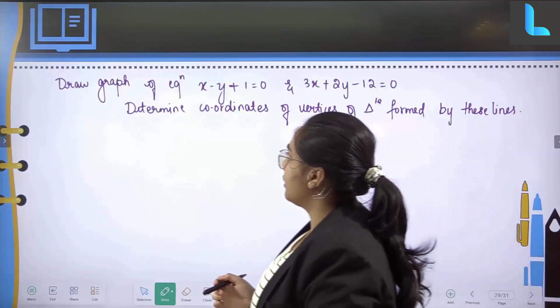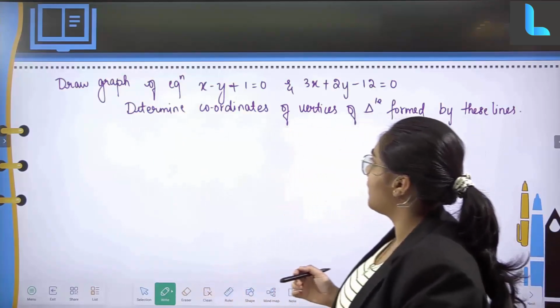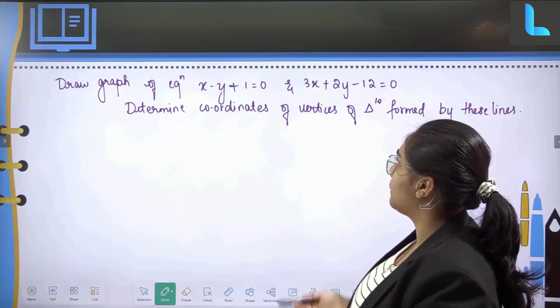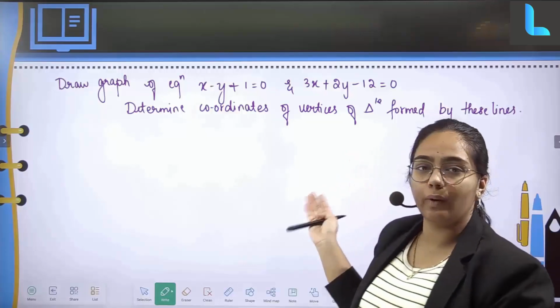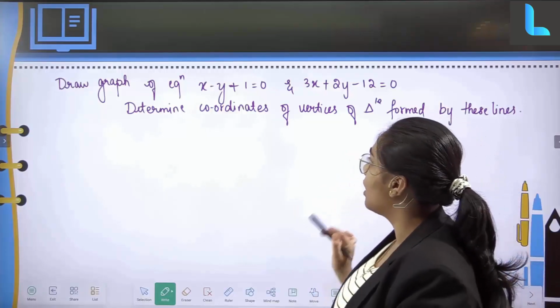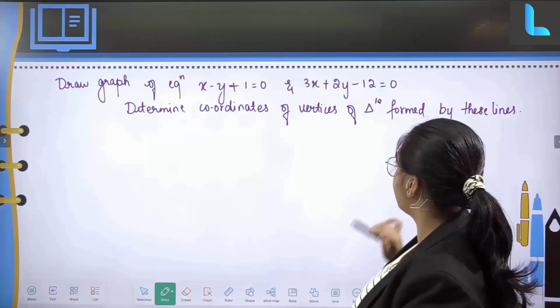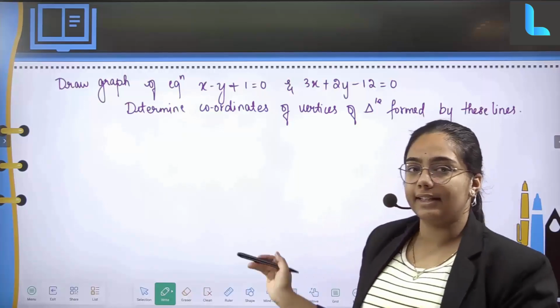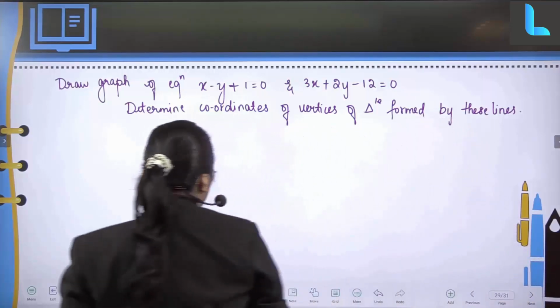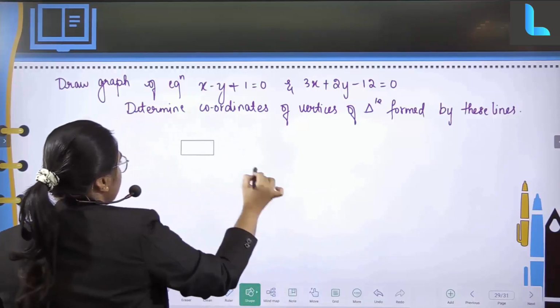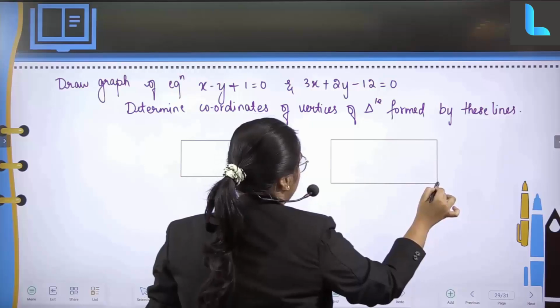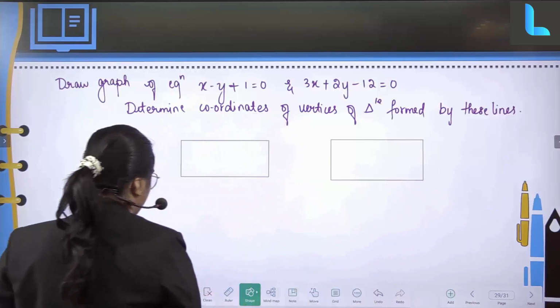Right. Now next, draw a graph of the equations x minus y plus 1 is equal to 0 and 3x plus 2y minus 12 is equal to 0. Determine the coordinates of the vertices of the triangle formed by these lines. So first, whenever they ask you such a type of question, first just draw two boxes. Just solve for it. First get the values.